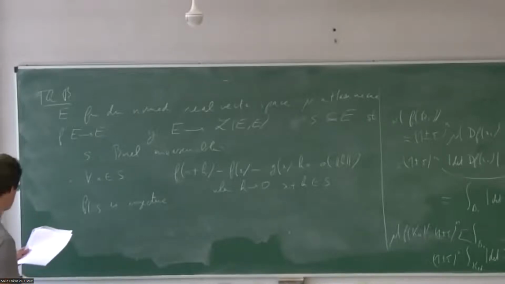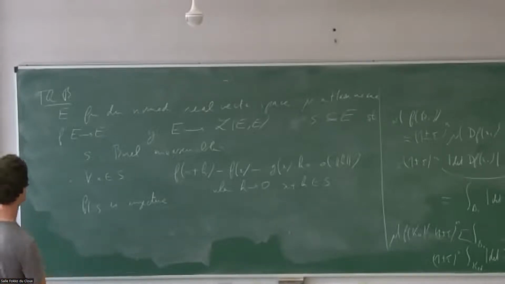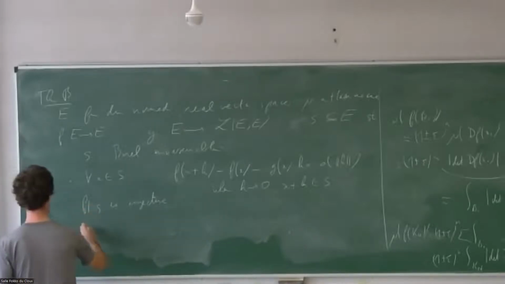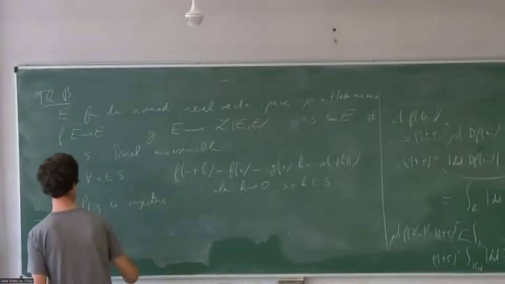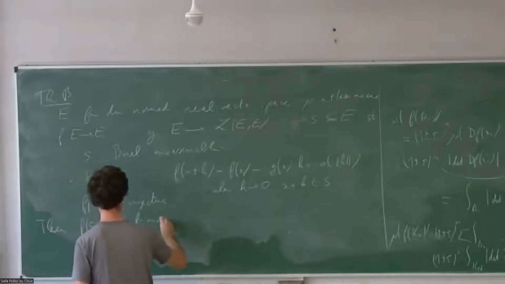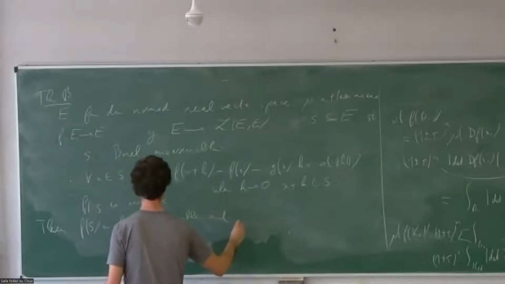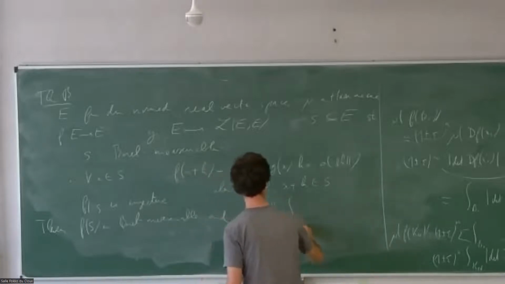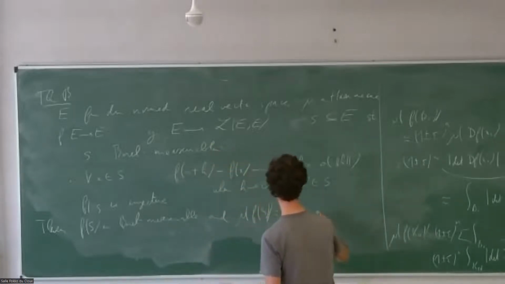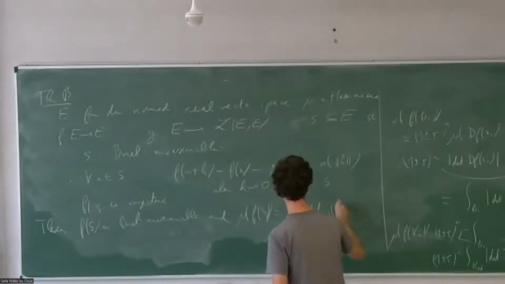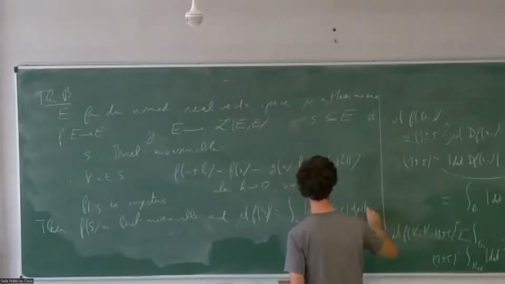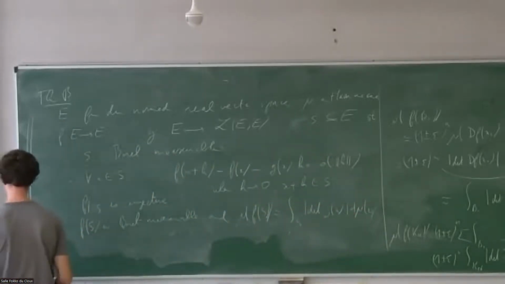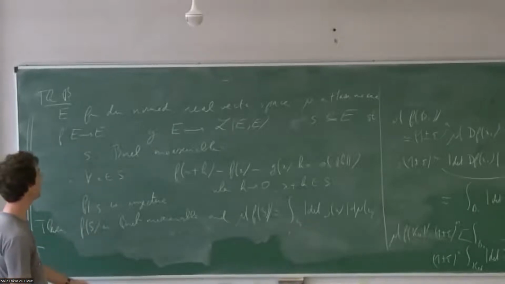And then the conclusion is that the image set f of S is measurable again, and its measure of f of S is equal to the integral over S of the determinant of g of x. And that's a statement that I have formalized, which is more general. So, how did I come up with this statement?